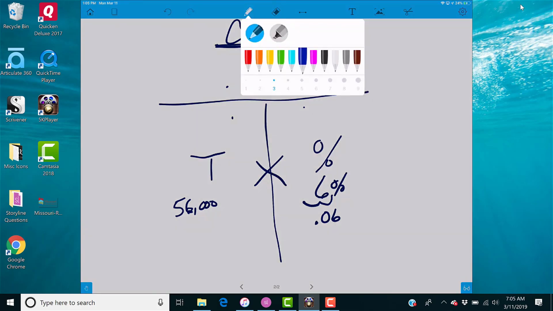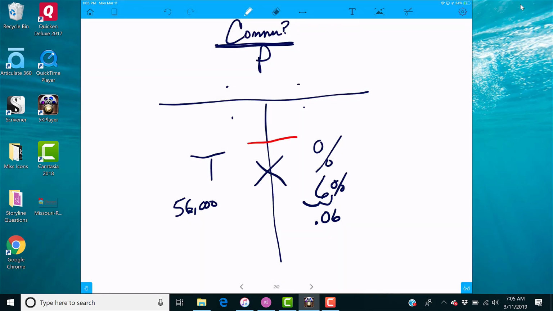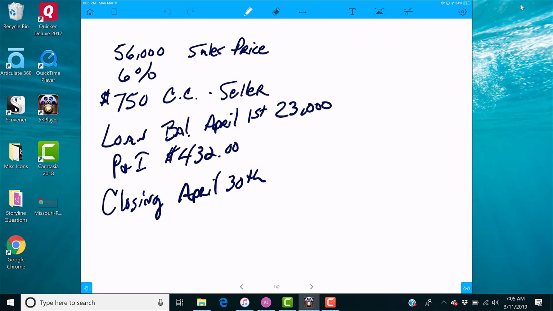Now, what does our math tell us to do? It tells us to multiply. So I'm going to grab my calculator that's on the other side of the table and take $56,000, hit the multiplication or the times button on my calculator, and then be sure and put in 0.06, okay? And that gives me $3,360. Now that's the first part of our problem. Needed to know what the commission was. That's $3,360. So we have that there.